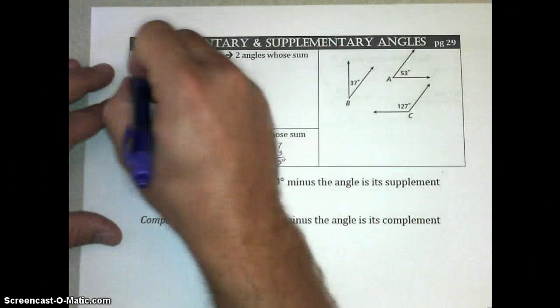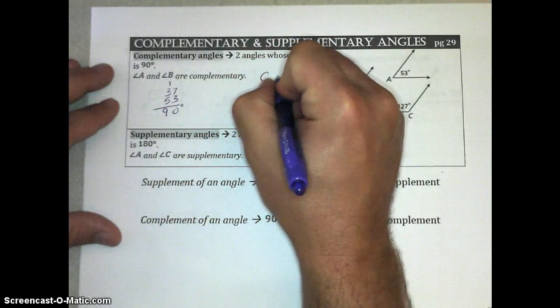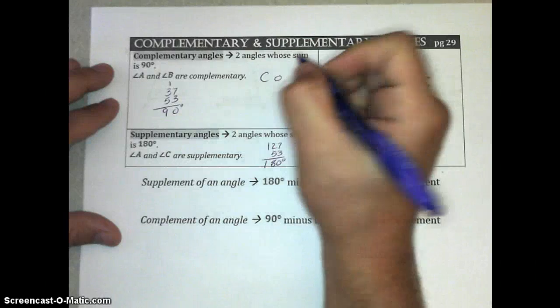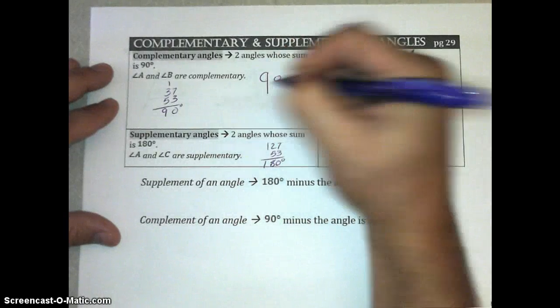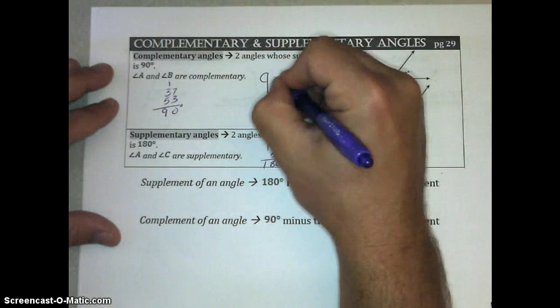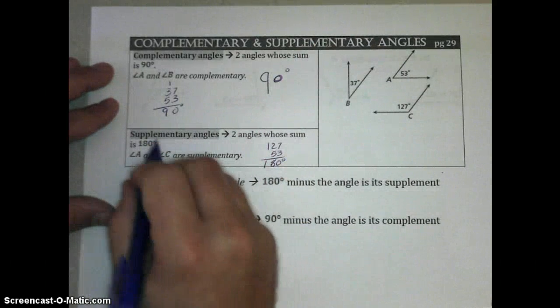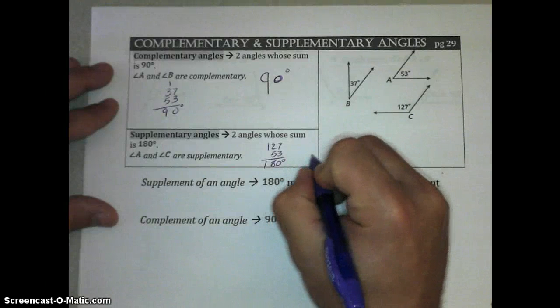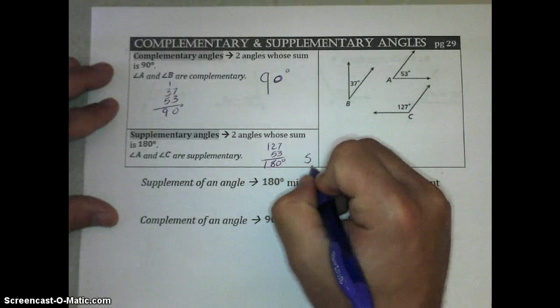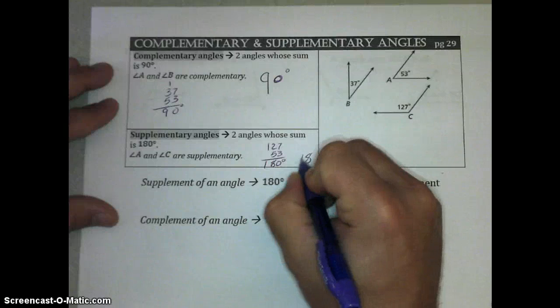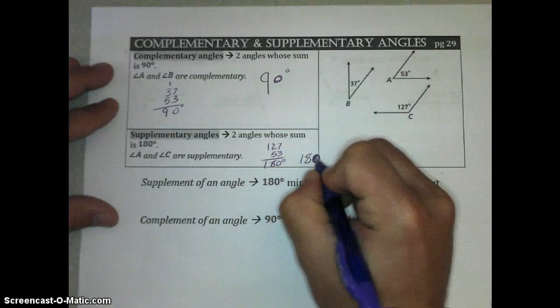If I write CO for complementary, I just draw a line down from that C, making it a 9. There's my O for a 0, 90 degrees. For 180 for supplementary, I can write S for supplementary, and I can turn that into an 8 of the 180 degrees.